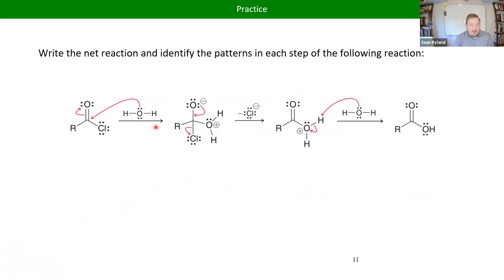Another way I can ask this would be to do something like write the net reaction. If I give you an overall mechanism, writing the net reaction is basically what do you start with and what do you end with? Because anything that you make in the first step and then use in the second step is going to get canceled out. But let's start by identifying the patterns here.